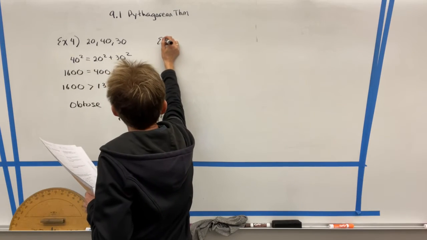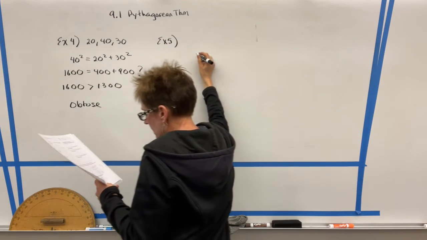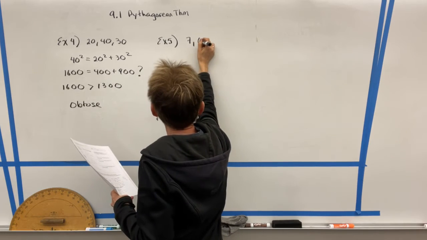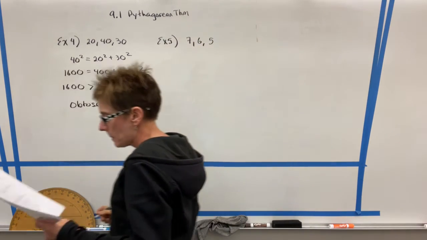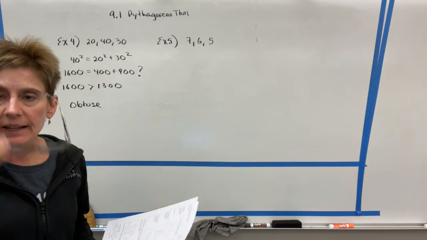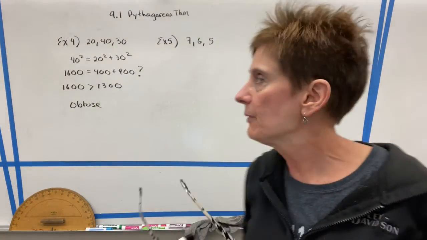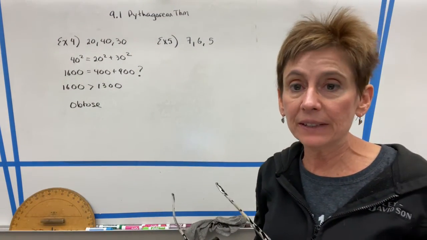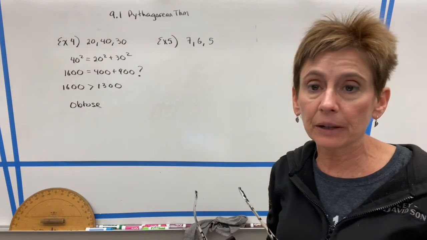Okay, let's look at example number 5. The numbers here are 7, 6, and 5. These could represent the side lengths of a triangle, because if I add up the two smaller ones, 5 and 6, I get 11, which is bigger than 7.